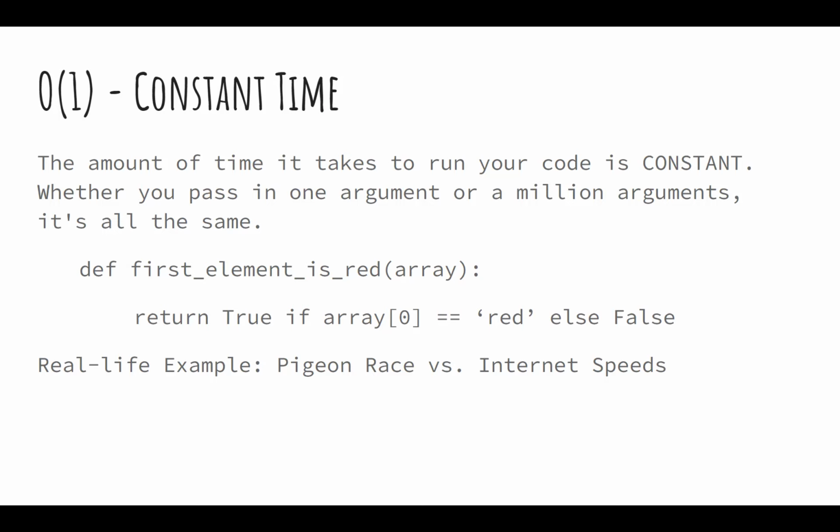So what I'm going to do is pause my screen real quick, and I'm going to copy this over into my VS Code, which is over here. Here, let's change this to that and say else false. So this is our function, right? It's our define first element is red function. Now, how can I figure out how long it actually takes to run this function?